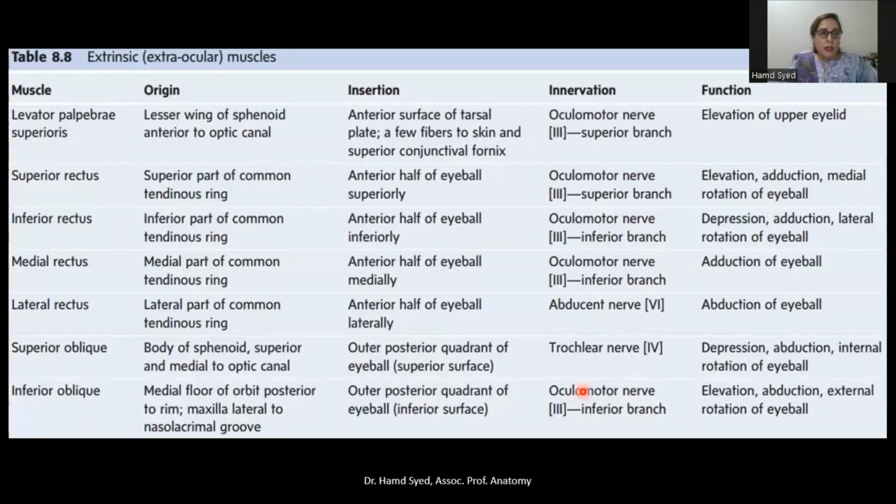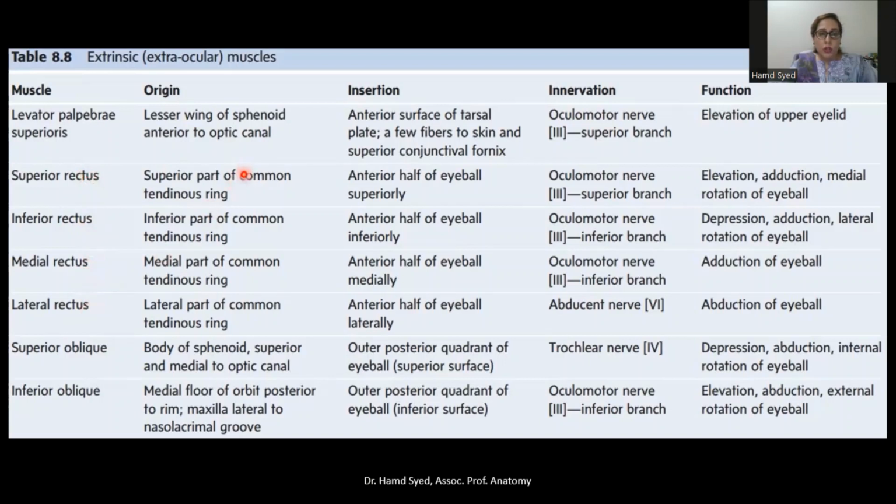So here we can see this is a table which represents a summary of the extraocular or extrinsic muscles of the eye. Levator palpebris superioris, its origin is from lesser wing of sphenoid in the posterior aspect of orbital cavity, and anteriorly it inserts into the skin, the conjunctiva, as well as into superior tarsus. It is supplied by oculomotor nerve, that is the skeletal part of the levator palpebris superioris, and we know it elevates the eyelid. Now let's come to these muscles, which are the 4 recti, superior, inferior, medial, and lateral.